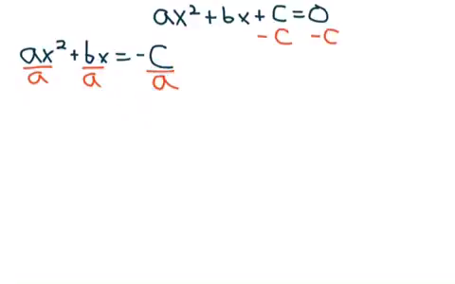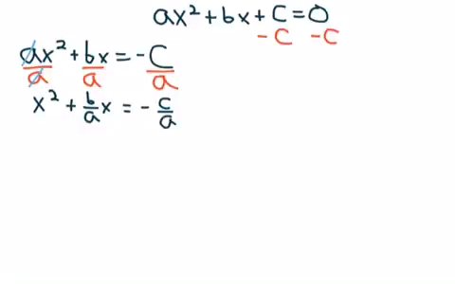What happens is, on the first term, my a's cancel out, and I'm left with x squared plus, okay, we don't know what b and a are, so I have to write this in general. It's just going to be b divided by a times x. This is the same thing as that. So I have bx over a, which is the same as writing b over a times x, and that is equal to negative c over a.